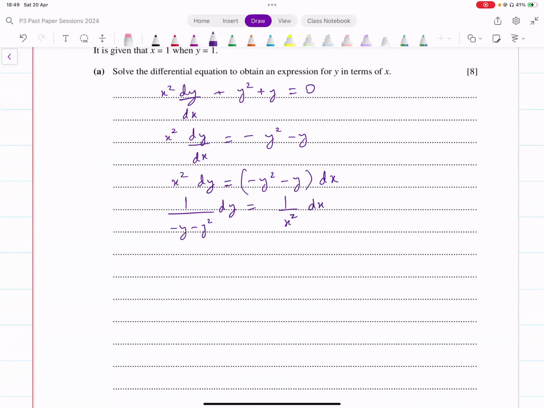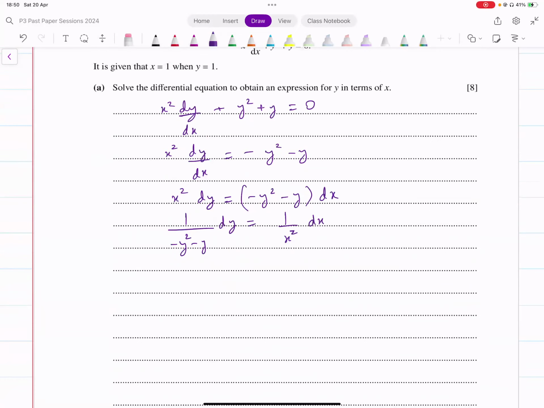So the first thing you have to do is separate the variables, right? So this is how you could separate the variables. All right, so we have y terms on the left side, we've got x terms on the right side. Okay. x squared into dy over dx plus y squared plus y equals 0. This is how you could start by separating the variables.